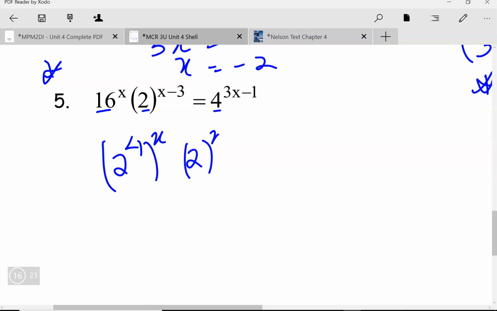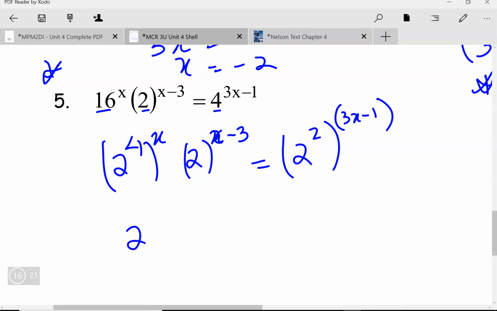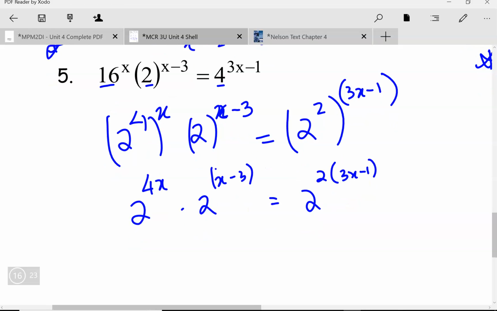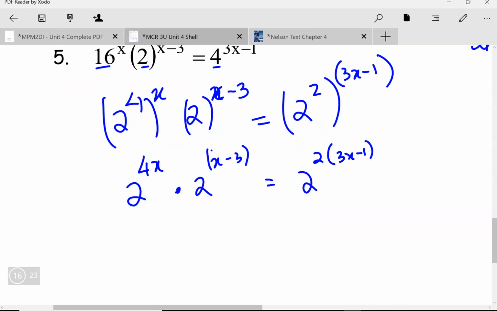Still have this 2 to the power of x minus 3. This is 2 to the power of 2, 3x minus 1. This is 2 to the power of 4x times 2 to the power of x minus 3 equals 2 to the power of 2 times 3x minus 1. Just power rule.